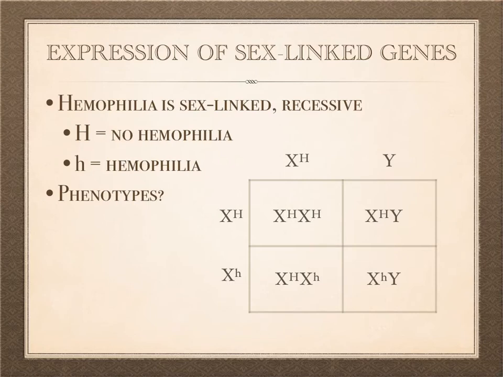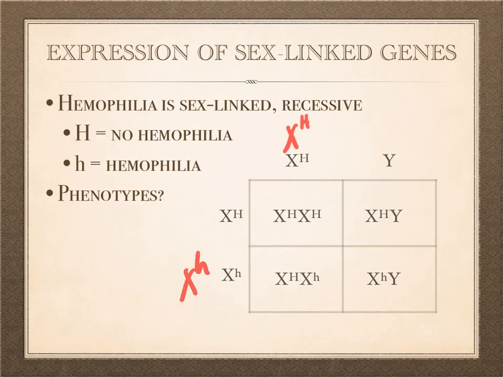An example of a sex-linked, or X-linked in this case, recessive gene would be hemophilia. Since it's on the X chromosome, it's written a little bit differently. It's the X with a superscript capital H for no hemophilia, and X with a lowercase h for having this recessive sex-linked trait of hemophilia.